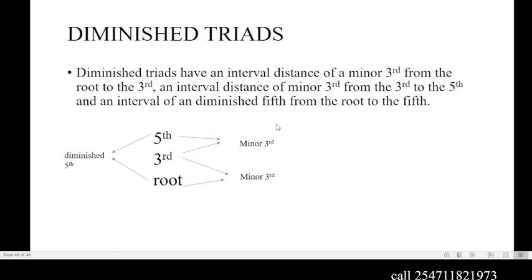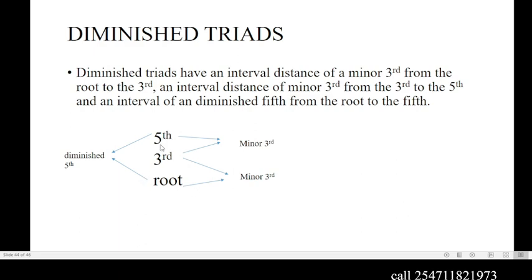Diminished triads, on the other hand, have an interval distance of a minor third from the root to the third, and an interval distance of a minor third from the third to the fifth, and an interval of a diminished fifth from the root to the fifth. This means that from the root to the fifth, the fifth is lowered.